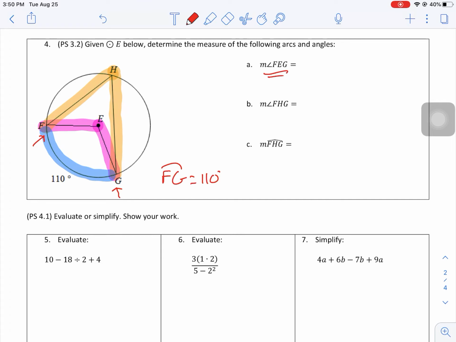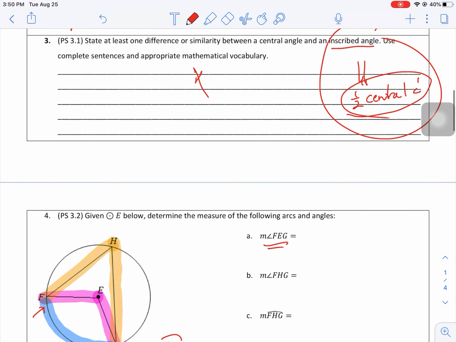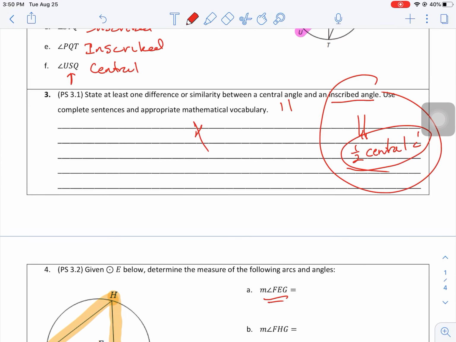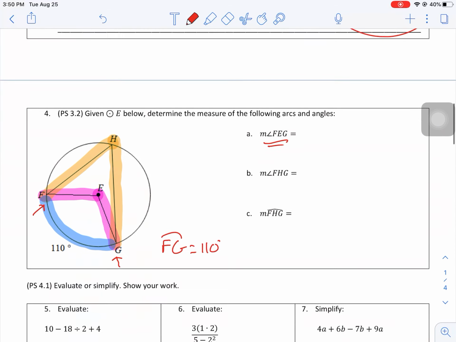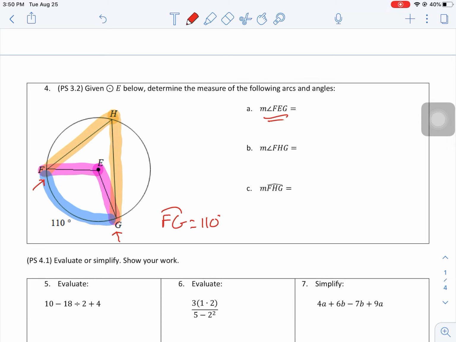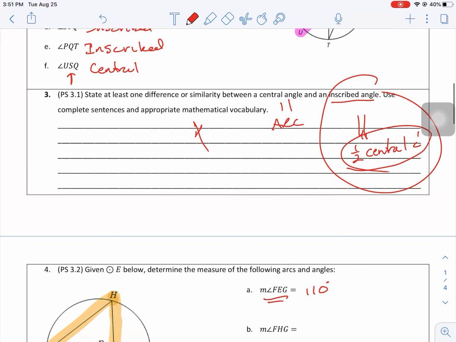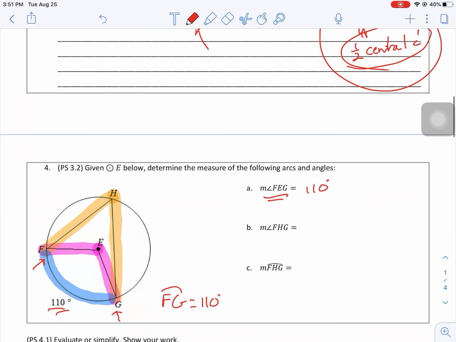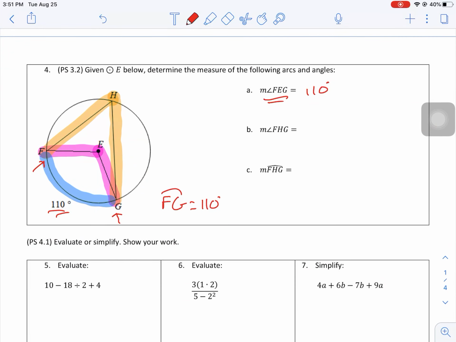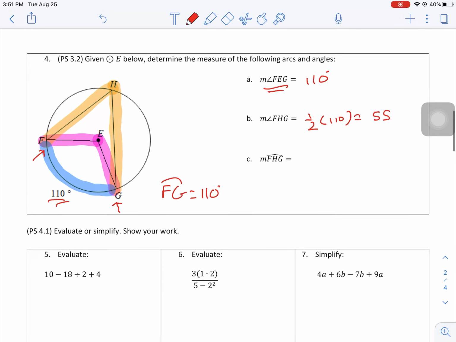So we need to find FEG, which is the central angle, and we just said the central angle equals the arc. So if FEG is equal to the arc 110, that's easy. And we just said the inscribed angle is equal to 1/2 the central angle because they go to the same arc, so we have to go 1/2 of 110, which is 55.